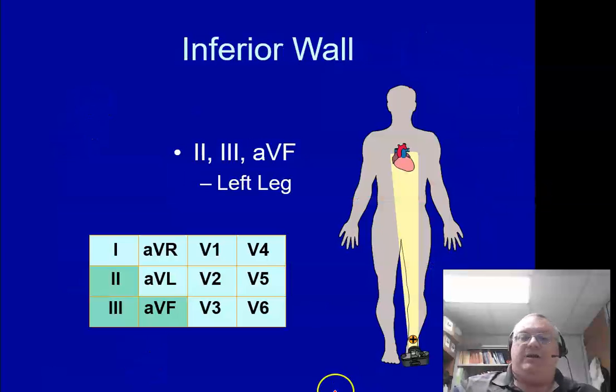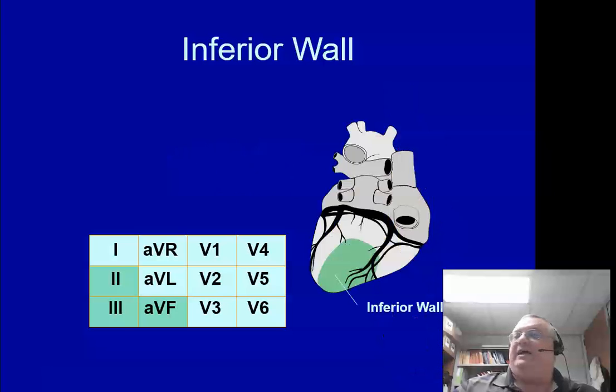So an inferior wall, again, 2, 3, aVF. It's looking at the bottom wall. This is where it's looking at. This is the damage that's going on, the bottom part of the heart. Remember that camera view. Remember, there is our camera view. It's coming from the left leg. The inferior wall, again, also, we're looking at the very bottom. This is from the back side of the heart, okay?